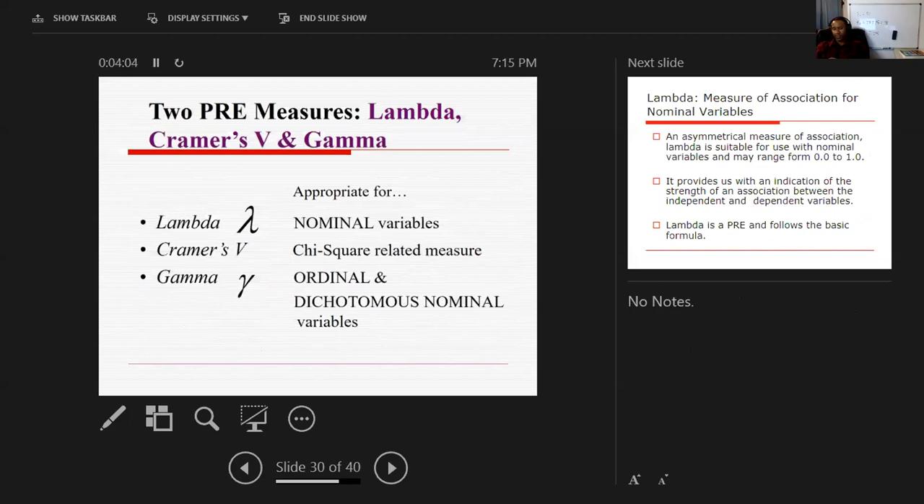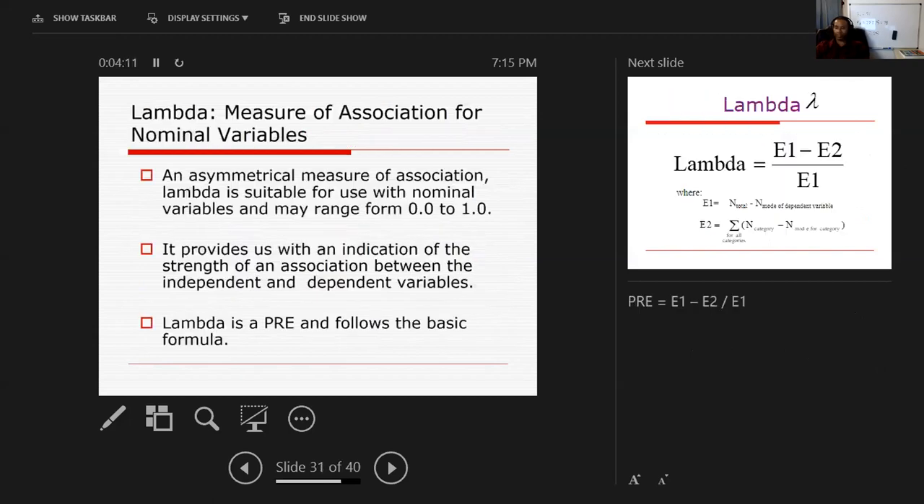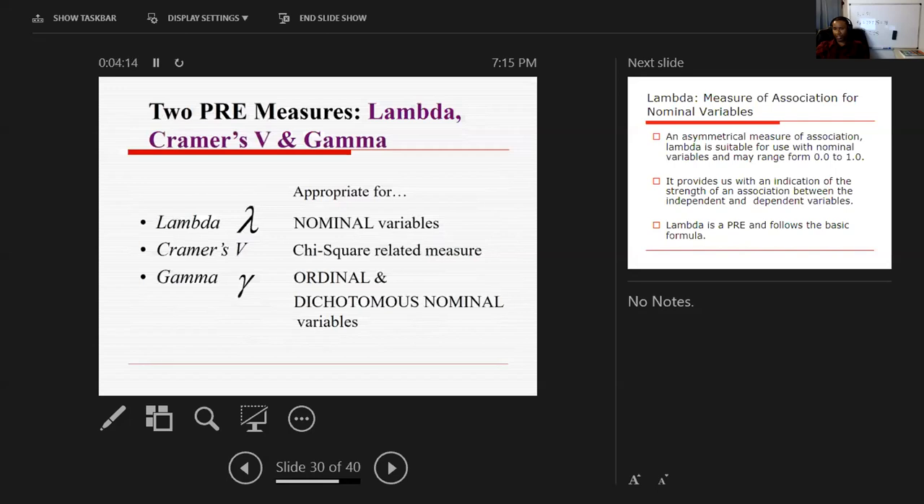Like I said, that PRE underlies all these measures of association: lambda, Cramer's V, gamma, things like that. The first one, lambda, is for nominal level variables. Cramer's V is also for nominal level variables. When lambda doesn't work, you're going to default to Cramer's V. Sometimes lambda doesn't work, and I'll explain why. Gamma, you're going to use if you have two ordinal level variables, or if you have dichotomous nominal variables.